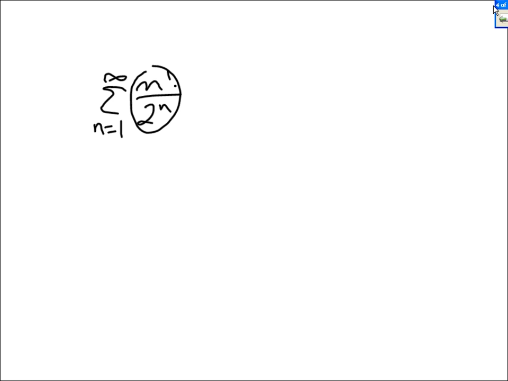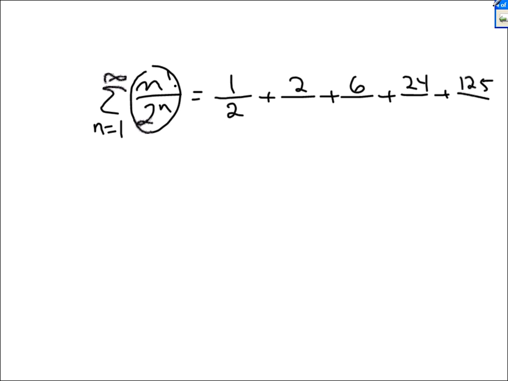We know that the terms are positive. Let's look at the first few. When it comes to the numerator, let's work out the numerator. You get 1 factorial, 2 factorial, 3 factorial, 4 factorial, 5 factorial. The bottom, 2 to the 1, 2 to the 2, 2 cubed. You get this.